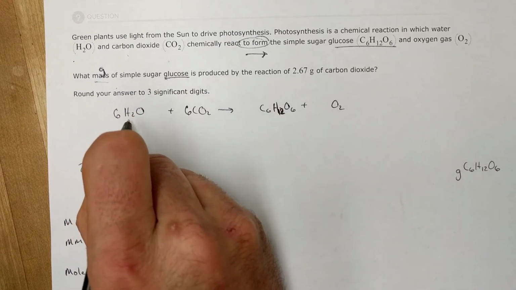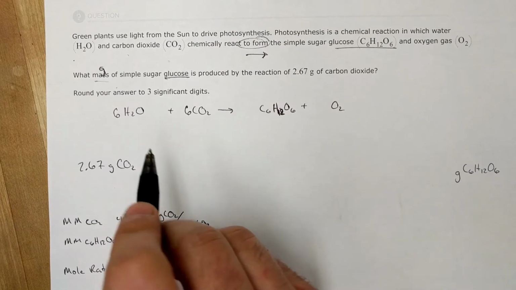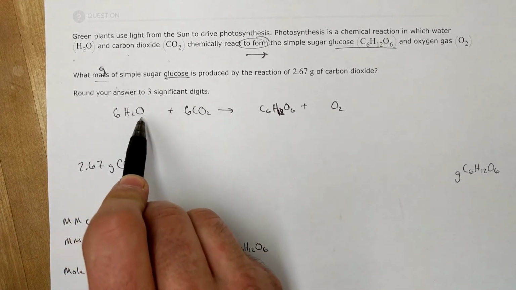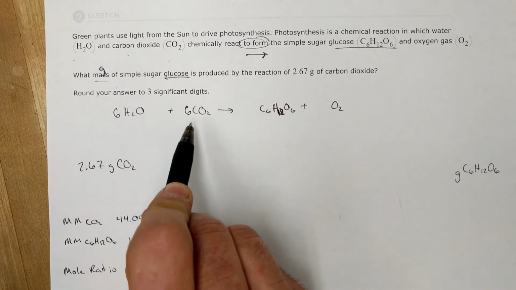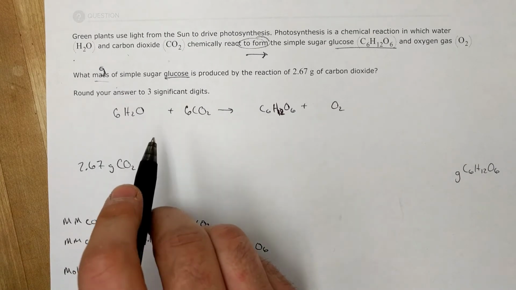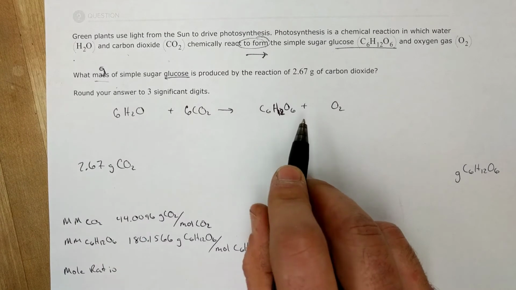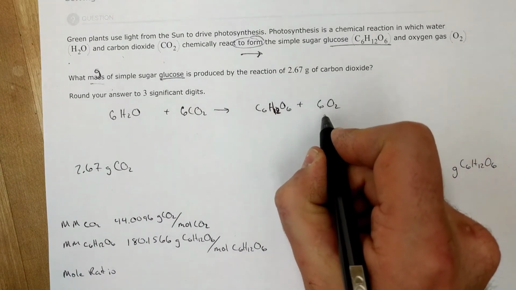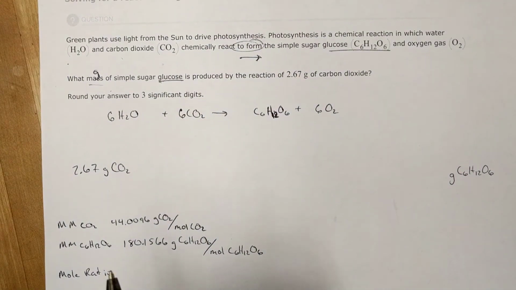To get 12, we do 6. 6 times 2 is 12. Then oxygens. 6 times 2 is 12, 6 times 1 is 6, so 6 plus 12 is 18 total oxygens. To get 18 total oxygens on this side, we already have 6, which means we need 12 more. 6 times 2 is 12. So there we have it.